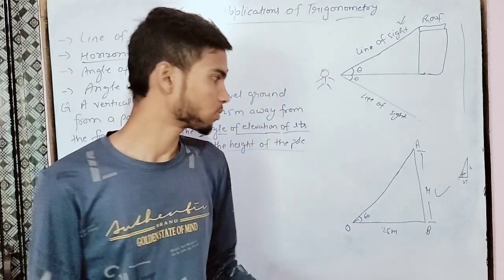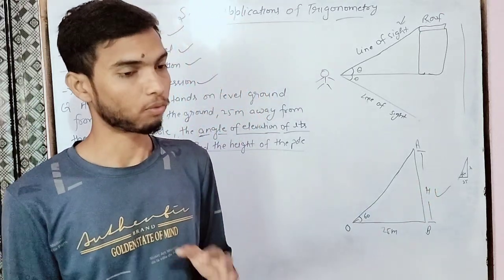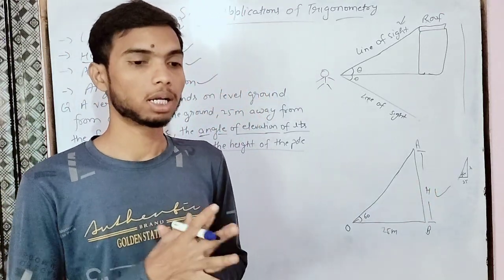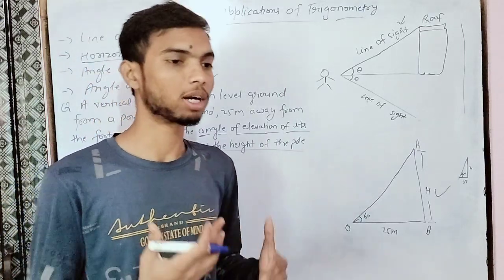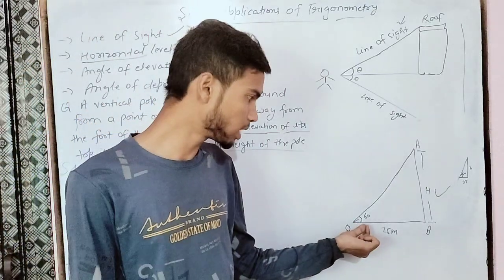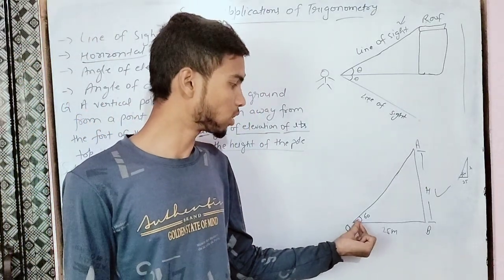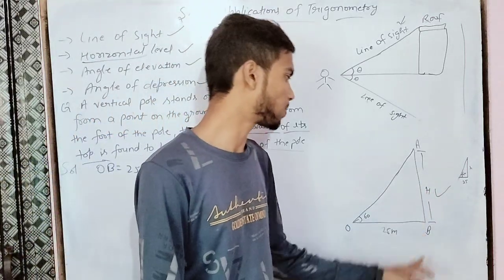According to theta, this is the perpendicular and this is the base. Which side is the perpendicular and which is the base will depend on theta. If theta is here, then the side in front of this theta is the perpendicular side. So this is the perpendicular.